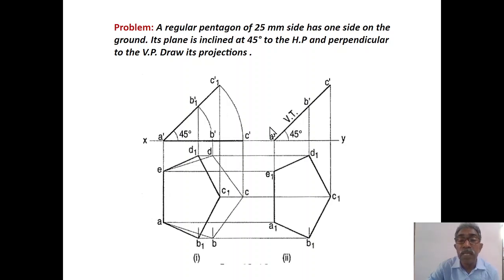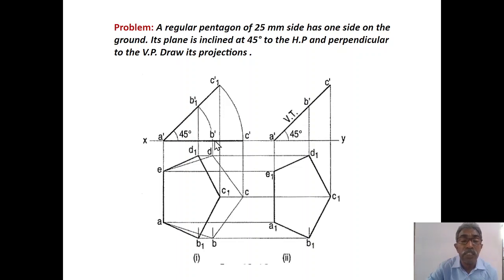What assumption will you make? You take the plane parallel to the horizontal plane. Here, one of the sides is given in the horizontal plane. That's why instead of taking it parallel, you take it in the horizontal plane. Here you can observe this line A dash, B dash, C dash. That is the plane, that is the surface, and it is in the horizontal plane.